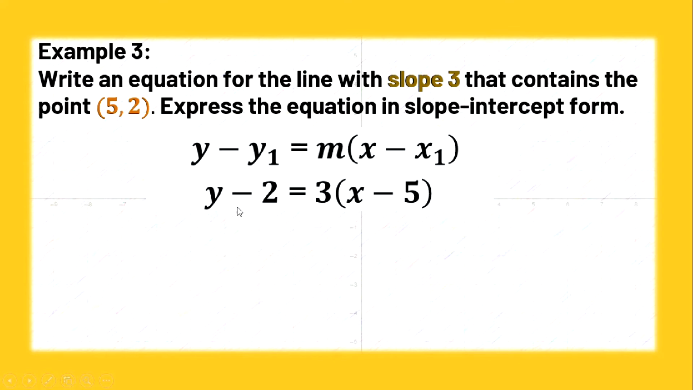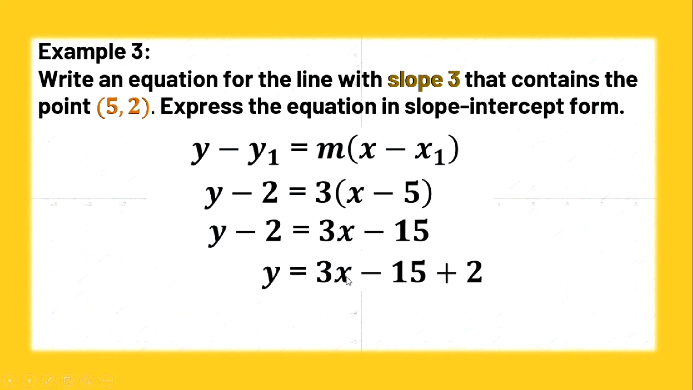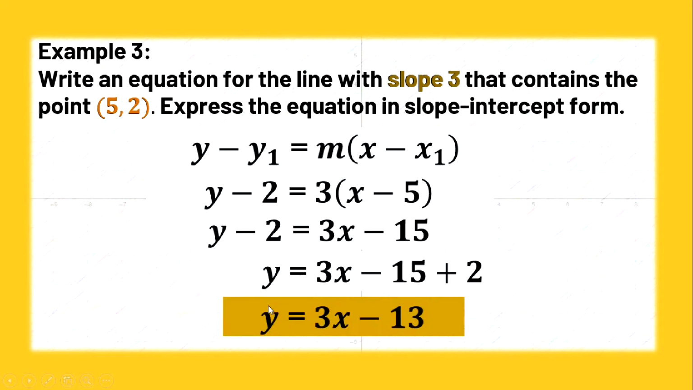Then, simplifying, we have y minus 2 is equal, distribute natin si 3, we have 3 times x is 3x, and 3 times negative 5 is negative 15. Then, transpose negative 2, we have y equals 3x minus 15 plus 2. Simplify, we have y equals 3x minus 13. And this is the slope-intercept form of this equation.